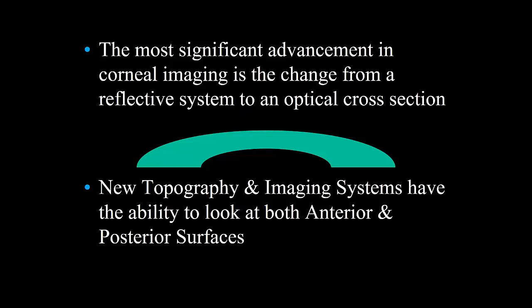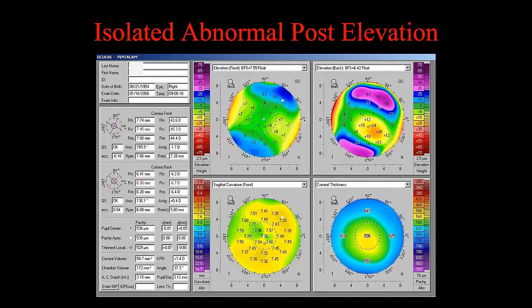The other major benefit of optical cross-section with Scheimpflug imaging is the ability to see the posterior cornea. As many of you probably know now, the posterior cornea is probably the earliest indicator of ectatic change. So here's an example showing the advantage of complete optical cross-sectioning, identifying both the anterior, posterior, and corneal thickness map.